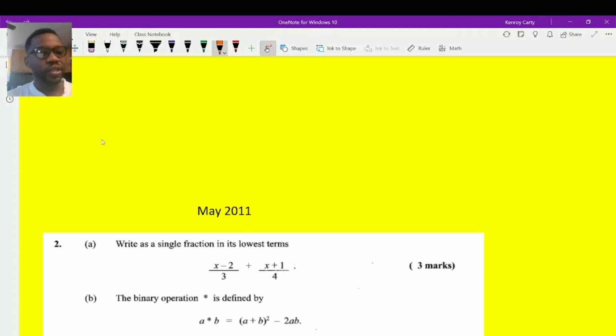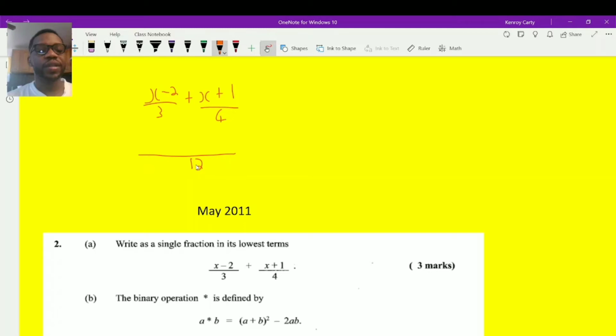Now we think of this like how you think of a regular fraction. You have x minus 2 over 3 plus x plus 1 over 4. With a regular fraction, if you're adding regular fractions, the denominators are not the same. You proceed to find what is called the LCM, which is the lowest common multiple, or we can call it the LCD, 3 and 4. Your lowest common multiple would be 12, so you have to know your timetable.